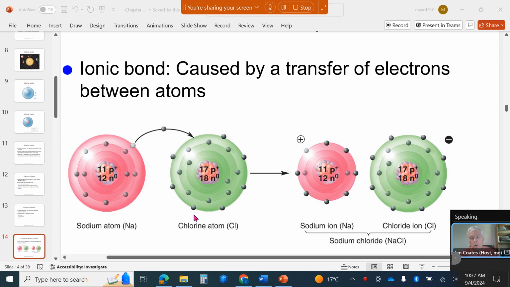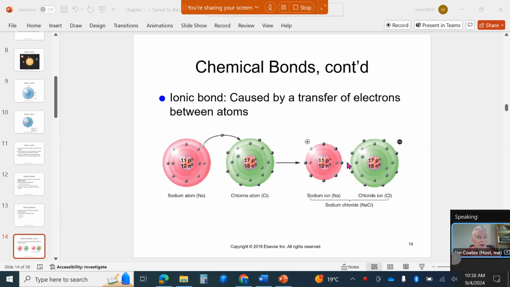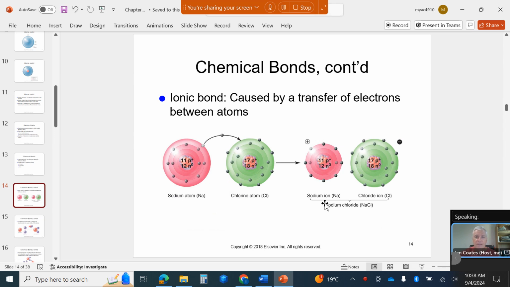So the whole idea here is how an ionic bond works. An ion is an atom with a charge. One electron, or two, sometimes three, will jump, and you will create a positive ion and a negative ion, and there will be a bond there. That's what we call an ionic bond. It creates ions.